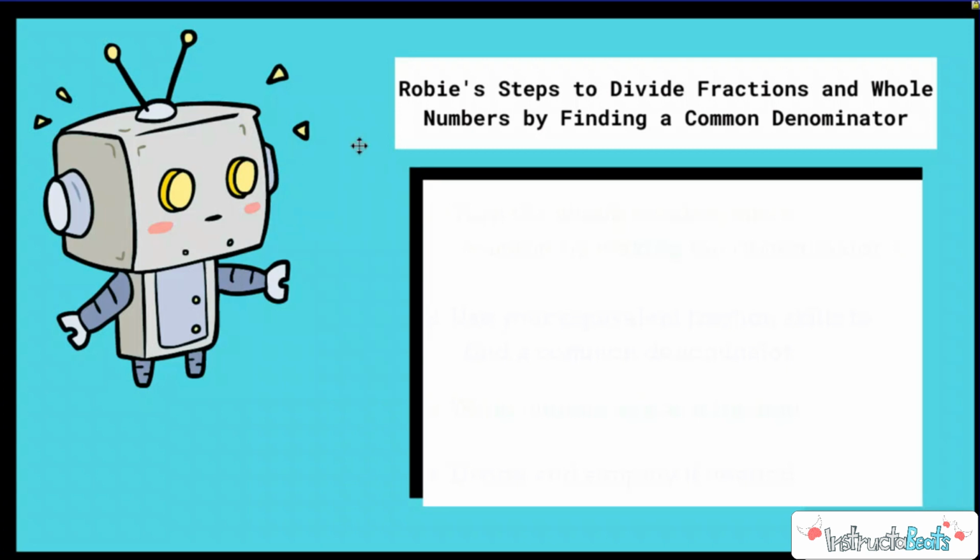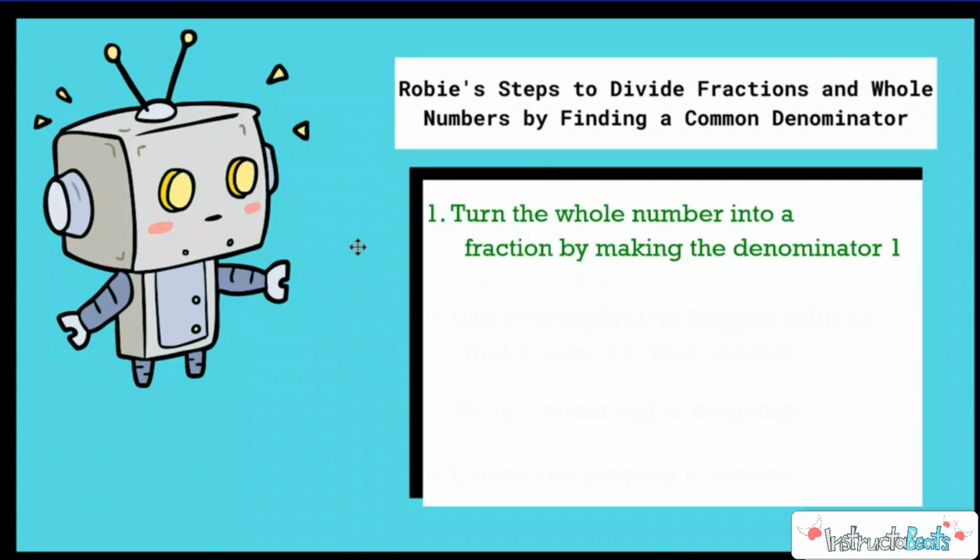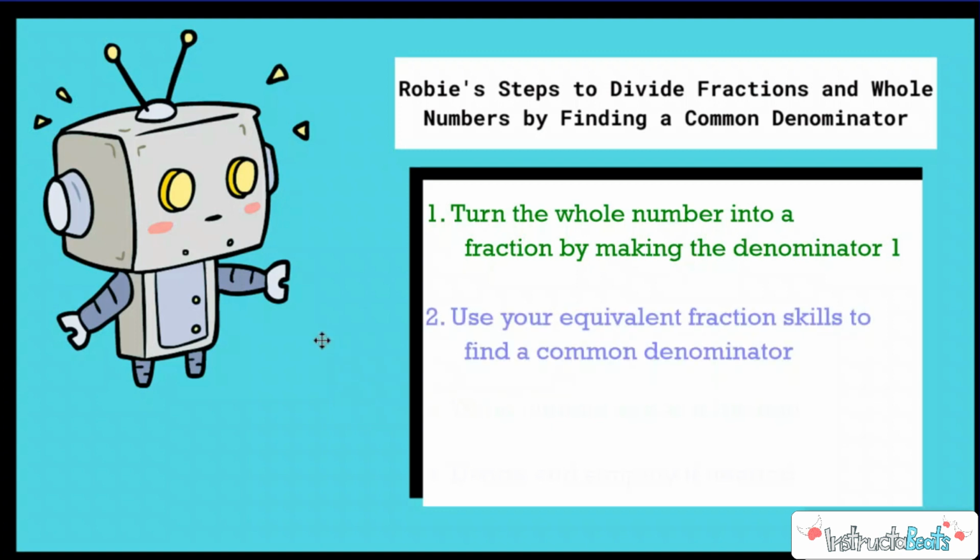Okay, so we're going to write these steps down and then we will apply them and connect them to what you've learned previously. So step number one, you want to turn the whole number into a fraction by making the denominator a 1. Step number two, use your equivalent fraction skills to find a common denominator, much like we did when we were comparing fractions or adding and subtracting fractions.